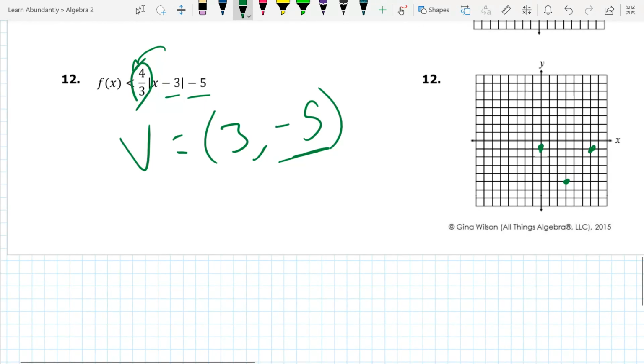So I'm just going to make kind of dots and kind of dash my line a little bit because it can't be on that line quite exactly. It is a less than. My sign is less than, so that means I'm going to shade below it. And that's it.